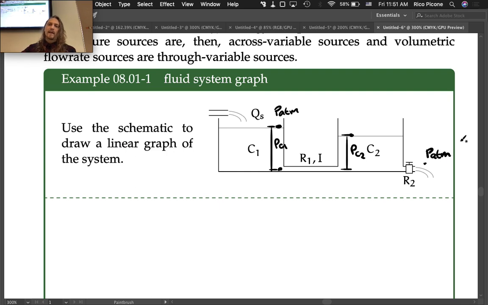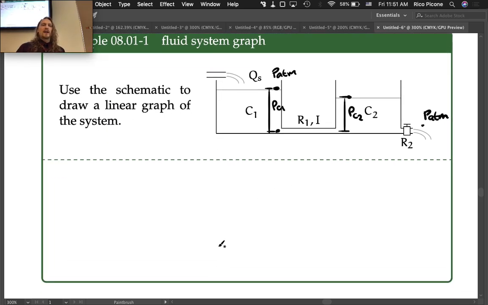Again, we need to draw a linear graph of the system. I think we can do it. I believe in us, okay? So one of the things we'd like to do when we model systems with linear graphs is we try to draw the nodes first, right? That helps us quite a bit. So let's try to draw the reference node, or the ground, and we're just going to make that the atmospheric pressure. Okay?